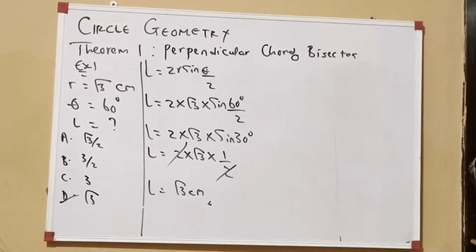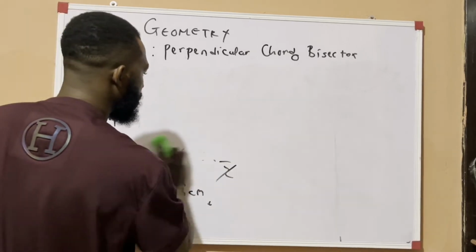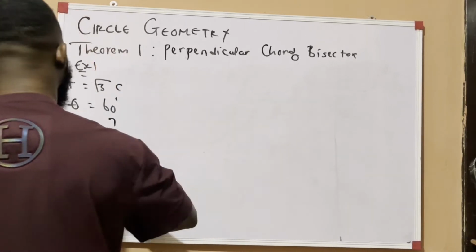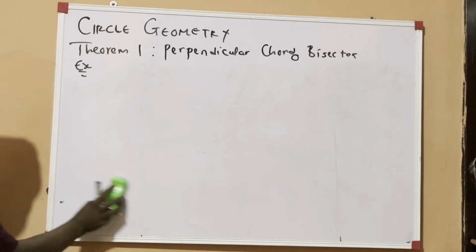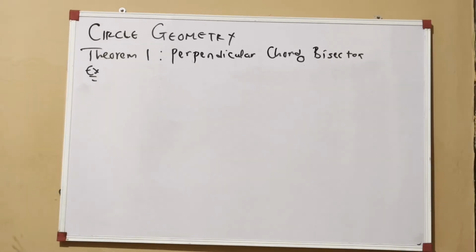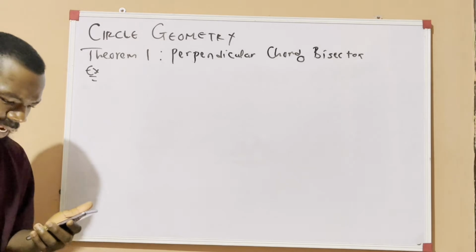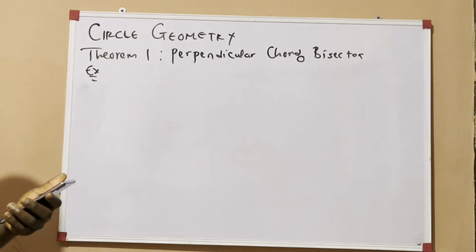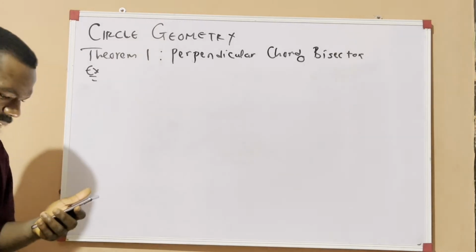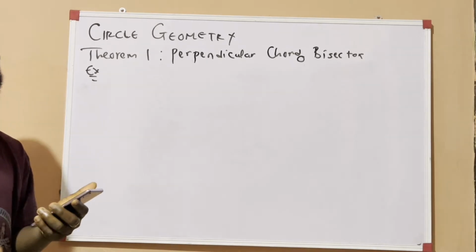Now, let us begin our next question, which is question number 2. Okay, question number 2 says, a chord 7 centimeters long is drawn in a circle with radius 3.7 centimeters. Calculate the distance of the chord from the center of the circle.